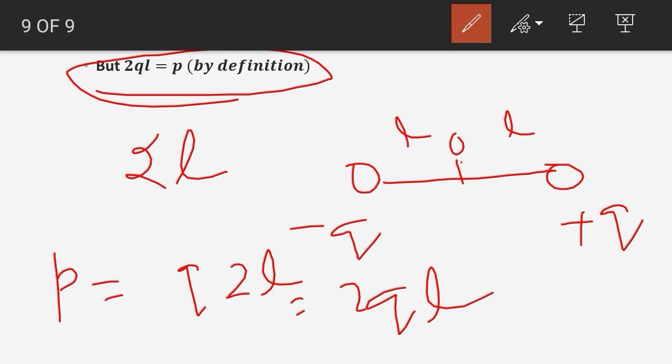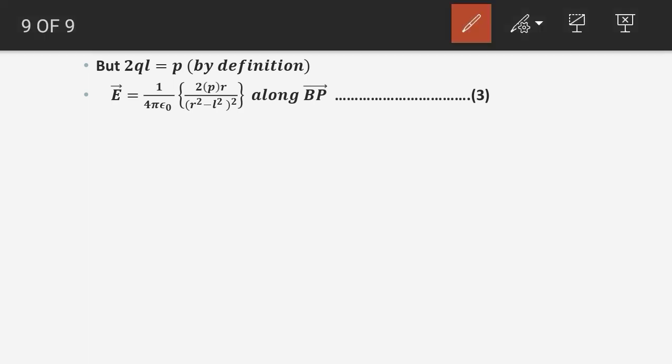Okay, so remember the previous equation had 2 into q into L inside the bracket. We shall replace the 2qL with simply p, right? So inside the bracket we have taken p. So E is equal to 1 by 4 pi epsilon 0 into 2 p r divided by (r square minus l square) whole square.